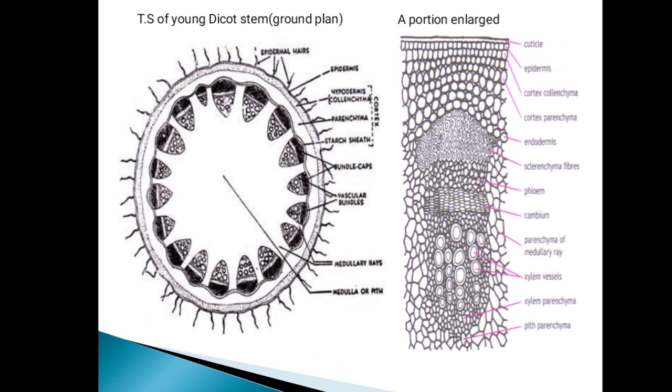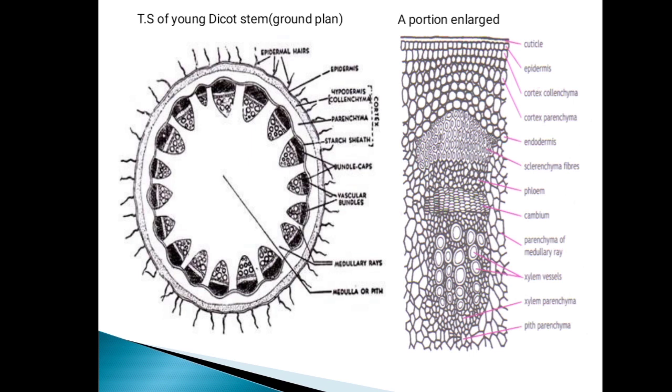So, that particular thing which I told you is found in this image. This image indicates the young dicot stem, its ground plan, which is differentiated into epidermis, cortex and stellar portion. And this portion is enlarged here. Here you can see a cuticle, below that the epidermis, and the cortex, having the outer cortex made up of collenchyma and the inner cortex made up of parenchyma. Inner to that, the innermost layer of the cortex is called endodermis.